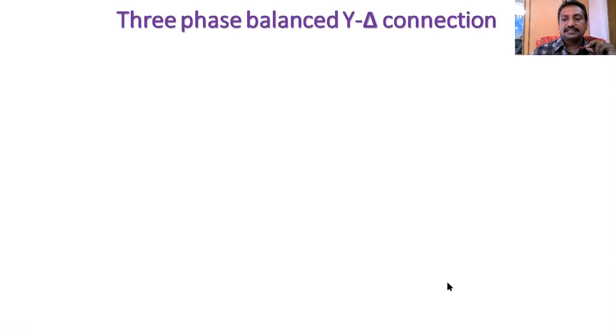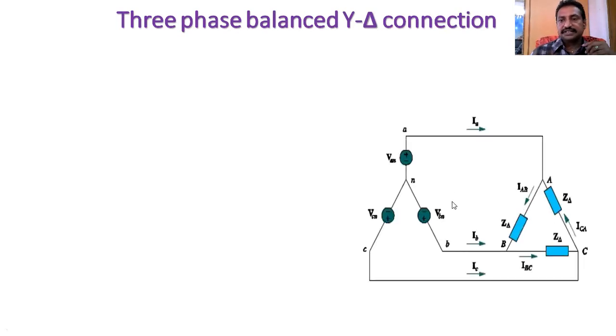Three-phase balanced star delta connection. See here, three-phase delta in star connection. We'll see this. So first see the connection. Source side is a star and load side is delta. See here, small a capital A, small b capital B, small c capital C. But the source side is a star and load side is a delta.